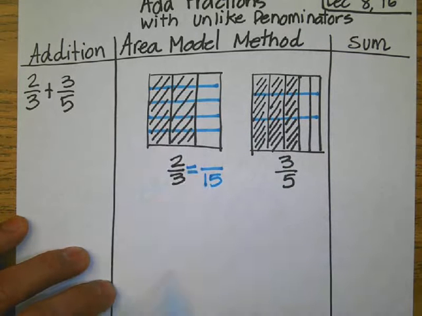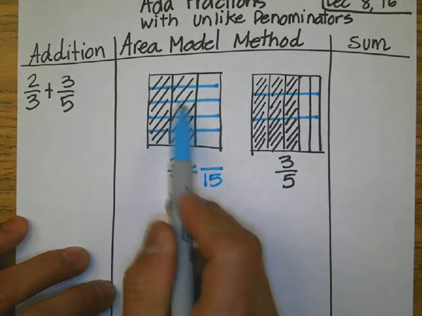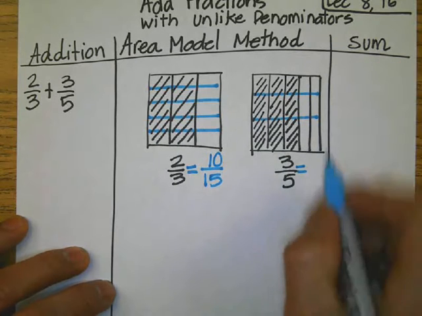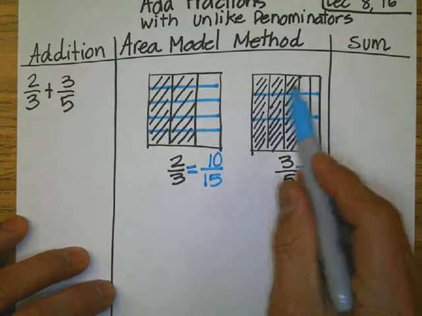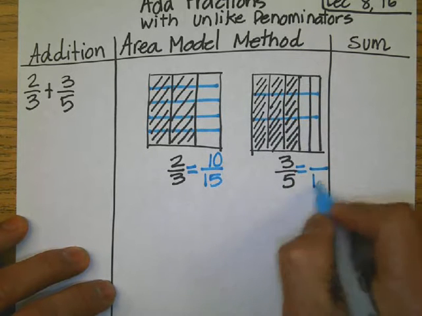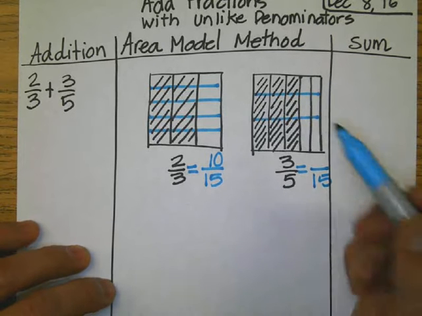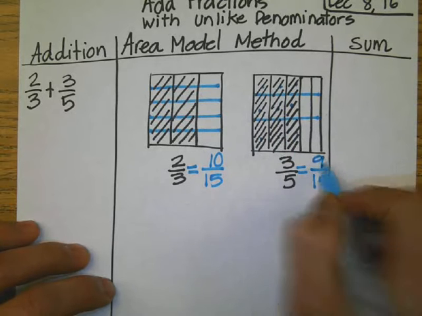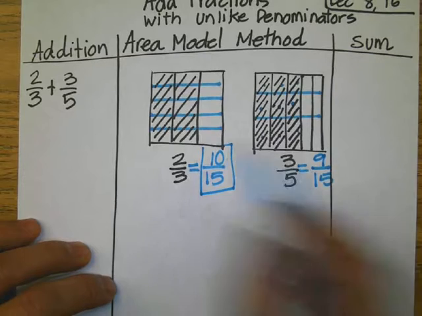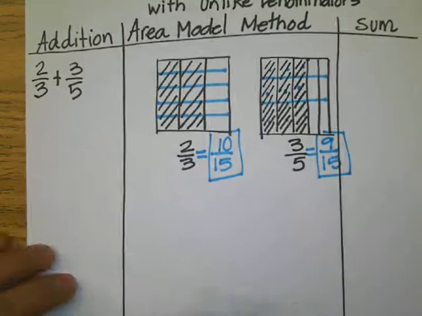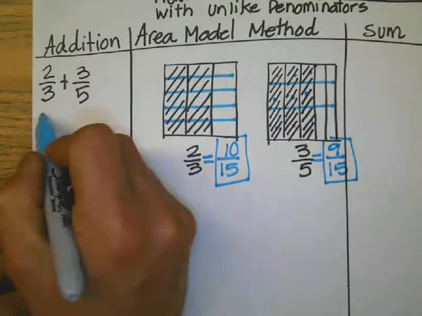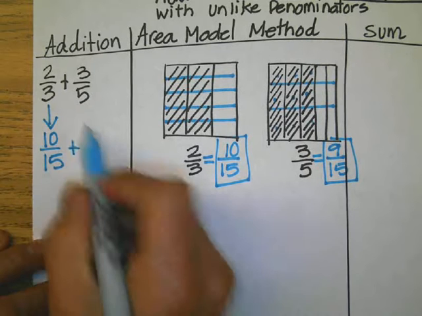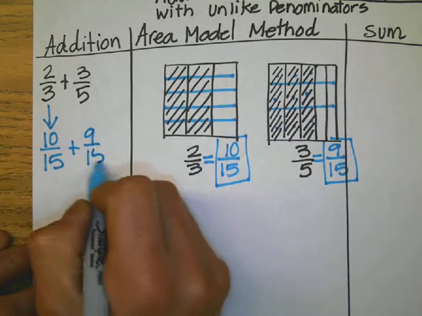And how many are shaded? 2, 4, 6, 8, 10. On the 3/5 model, we have 5 times 3 equals 15. Now we count how many are shaded: 1, 2, 3, 4, 5, 6, 7, 8, 9. Okay, now we have like denominators. Now here's the fun part. Now we're going to substitute that in here. So now 2/3 is the same thing as 10/15, and 3/5 is the same as 9/15.